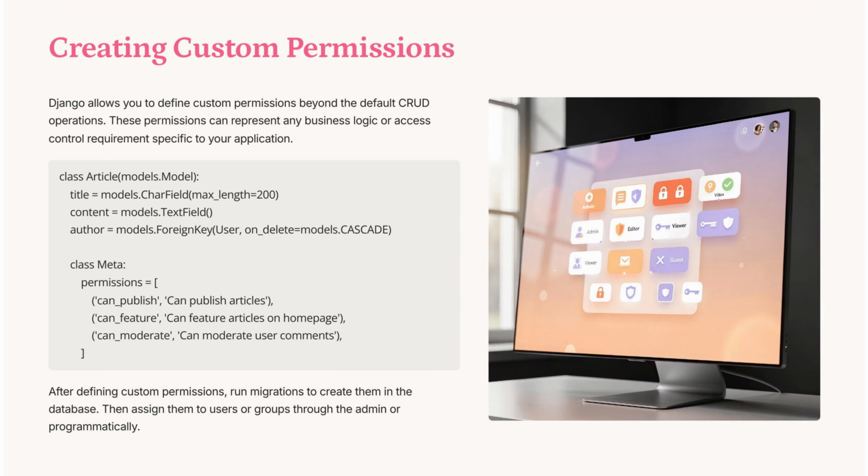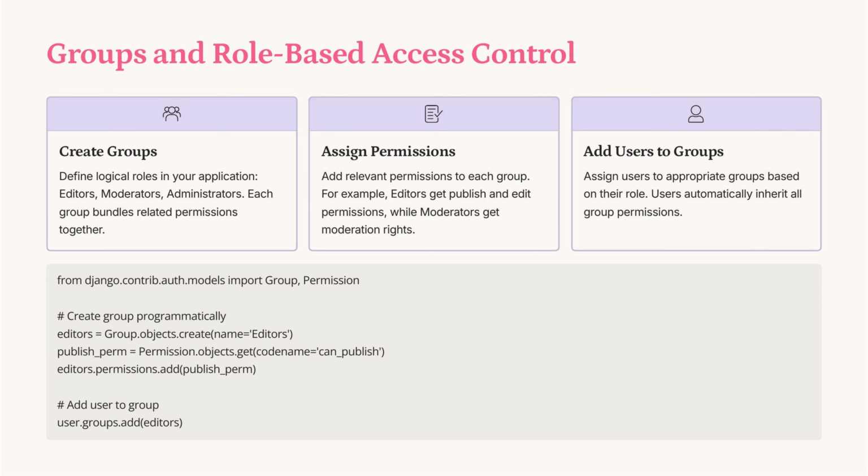Django enables defining custom permissions in the model's Meta class, such as can_publish or can_feature. These permissions cater to specific business needs beyond default CRUD operations. After defining, run migrations to implement them in the database. Assign these permissions to users or groups via the admin interface or programmatically. Define roles like editors, moderators, and administrators to streamline permissions. Assign relevant permissions to each group.